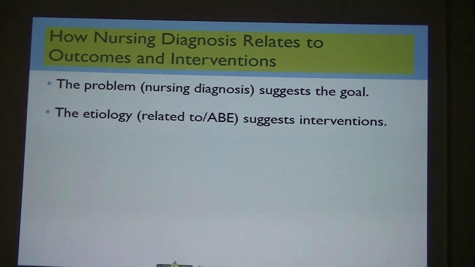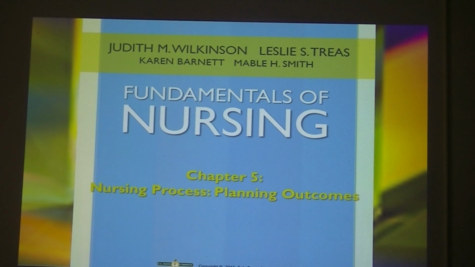So, how are nursing diagnoses related to outcomes and interventions? Your nursing diagnosis suggests the goal, which we'll talk about next. And your etiology, or your related to, secondary to, as evidenced by, those are going to suggest your nursing interventions that we will talk about here in a little bit too. So that's it for chapter 3 and 4.